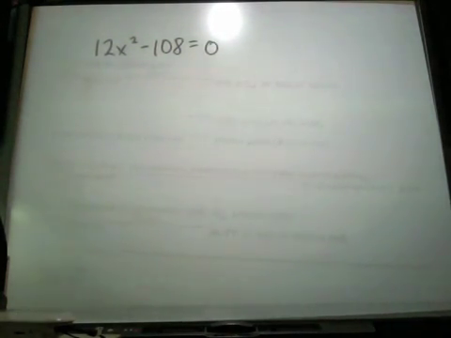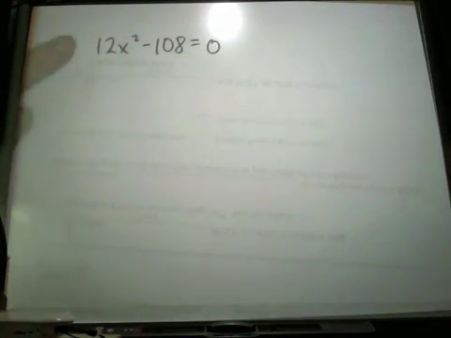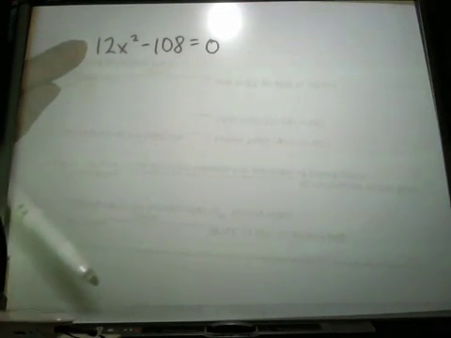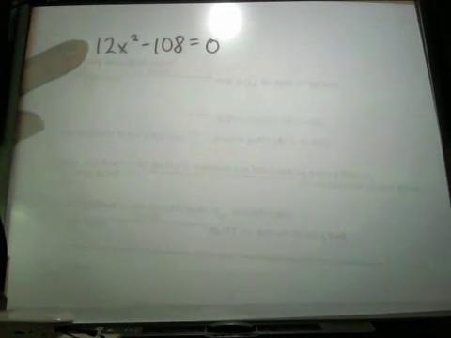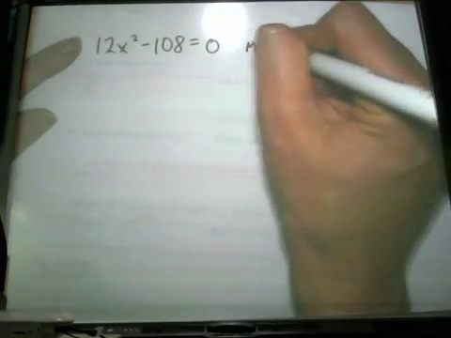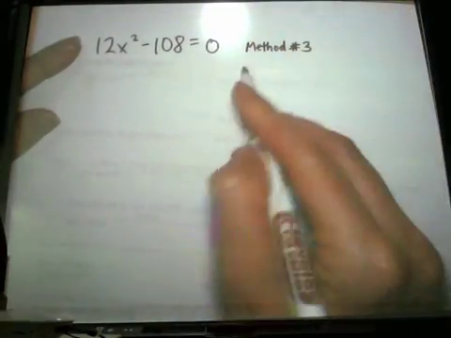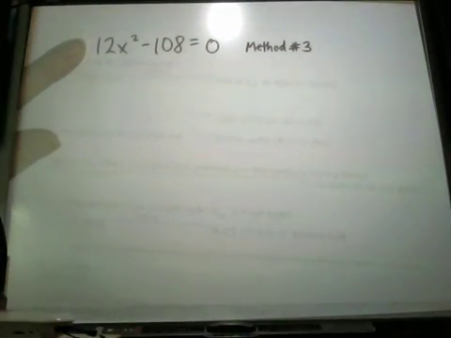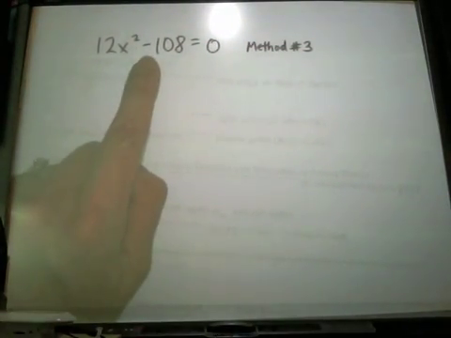So first example, 12x squared minus 108 equals 0. Which method do you think that matches with? Daniel Q? Square roots. Okay, method number 3, right? So you could write square roots. You don't even have to write the word method if you just want to say number 3. This goes with method number 3, square roots, right? Because what Daniel noticed is there's no plain x in the middle.